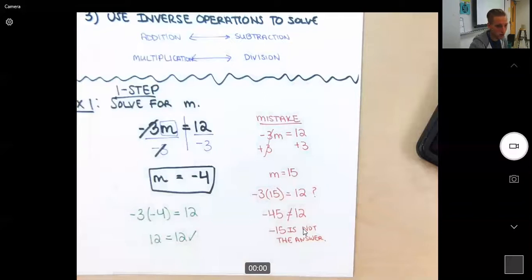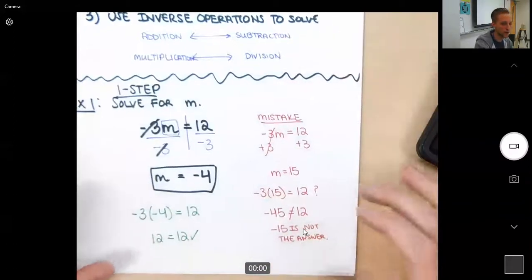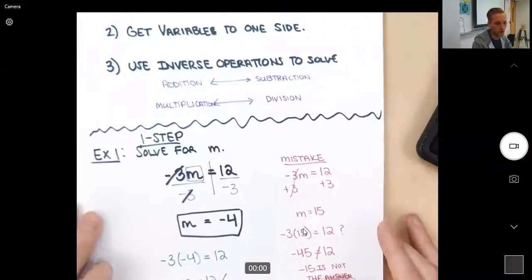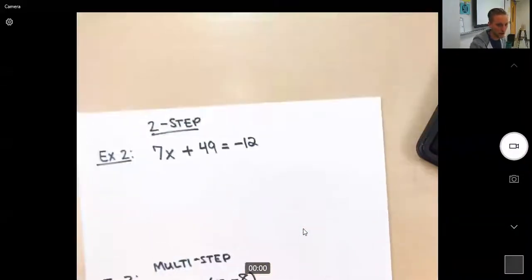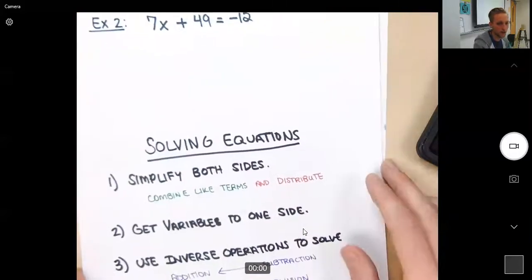Okay, so that's our 1-step equation. We're not going to do a mistake each time. I just wanted to clarify that. So now let's go to 2-step. So let's do example 2. And I'm just going to keep my 3 steps underneath here.